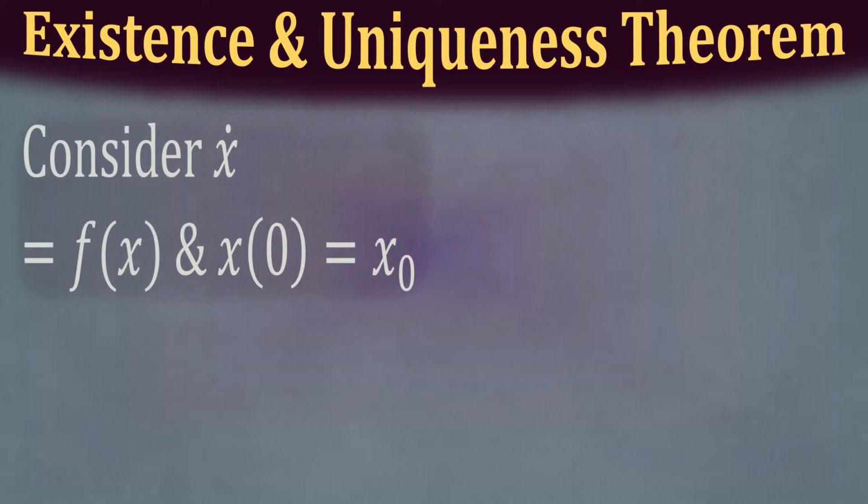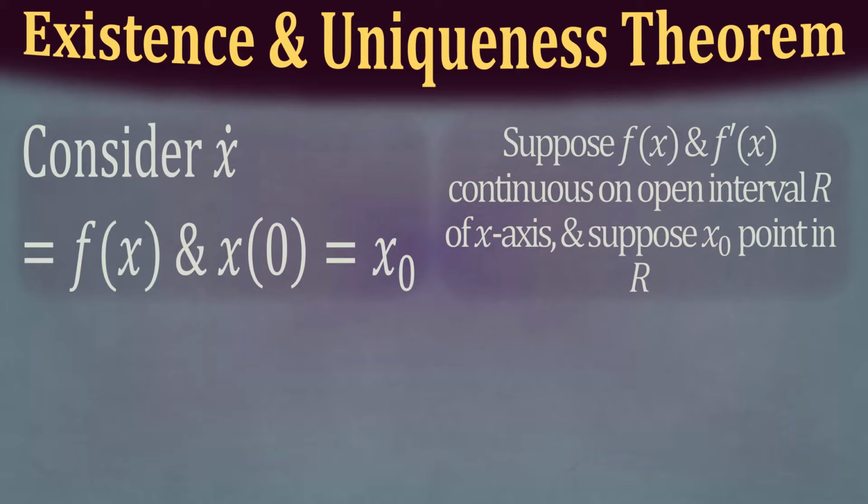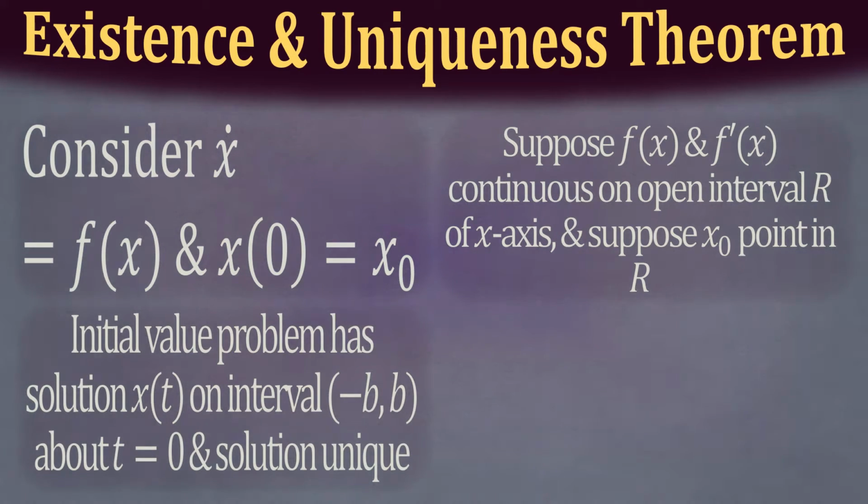Now, let's discuss the existence and uniqueness theorem. Consider x dot equals f of x and x of 0 is equal to x0. Suppose that f of x and f dash of x are continuous on an open interval R of the x-axis, and suppose x0 is a point in R. Then the initial value problem has a solution x of t on some interval from minus b to b about t equals 0, and the solution is unique.